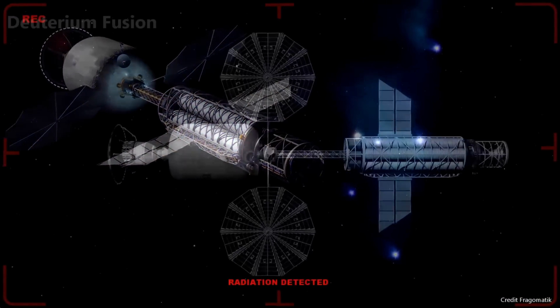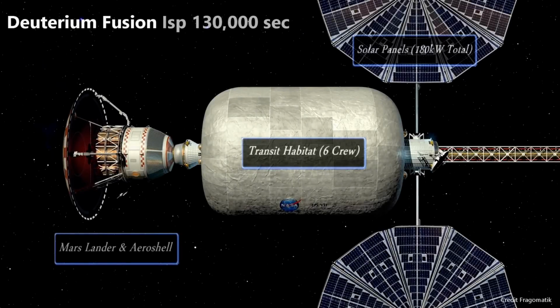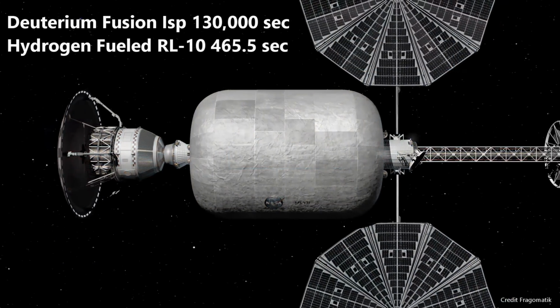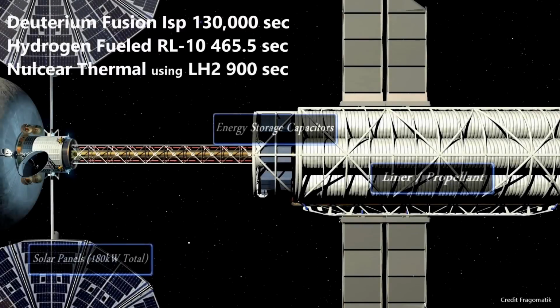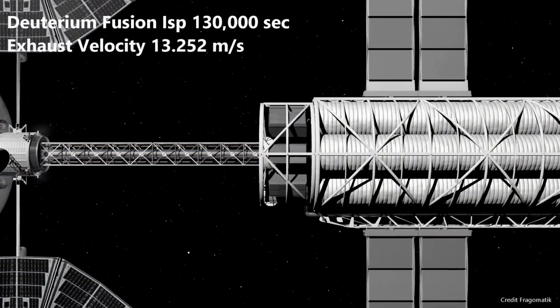A deuterium fusion rocket would have a specific impulse of up to 130,000 seconds. Compare that to the best chemical rocket engine at 465 seconds, and the estimated performance of a nuclear thermal rocket at around 900 seconds. A specific impulse of 130,000 seconds gives us an exhaust velocity of 13,252 meters per second.